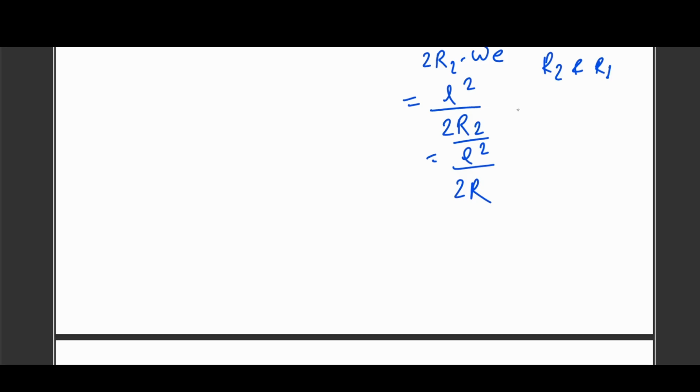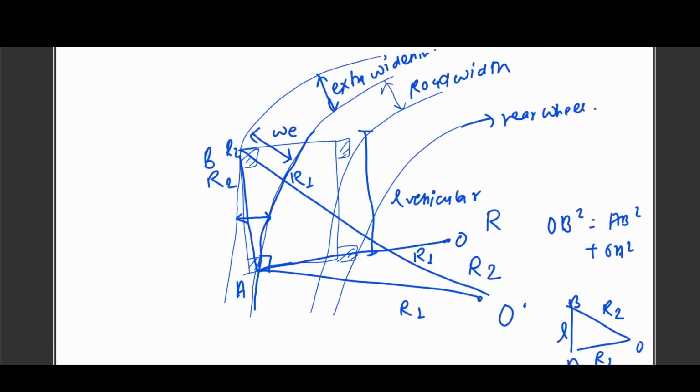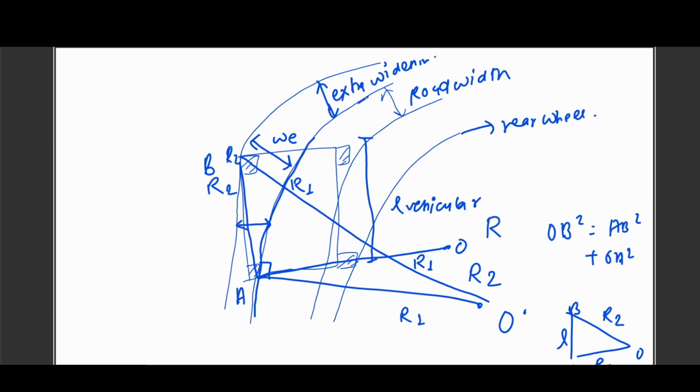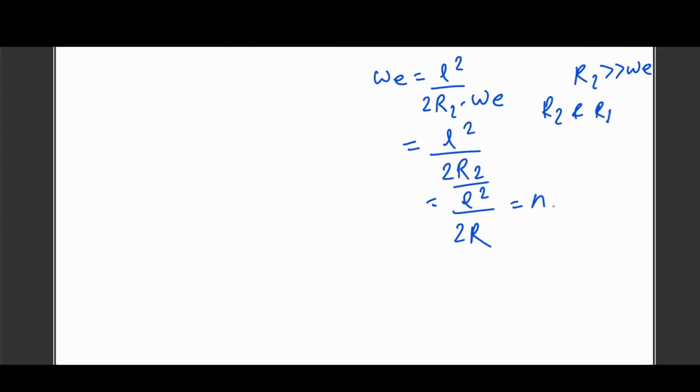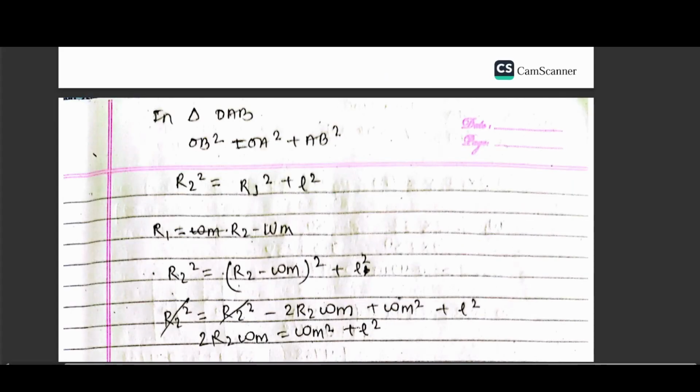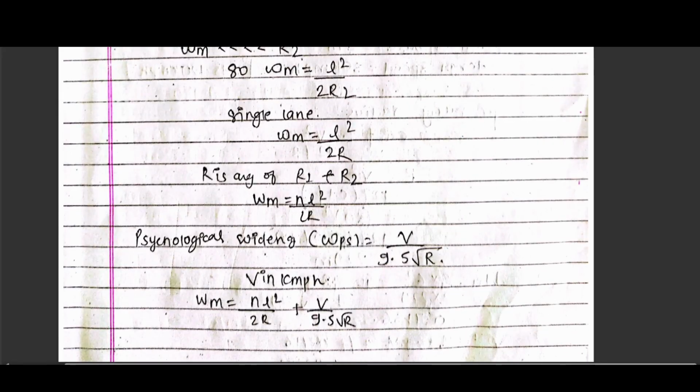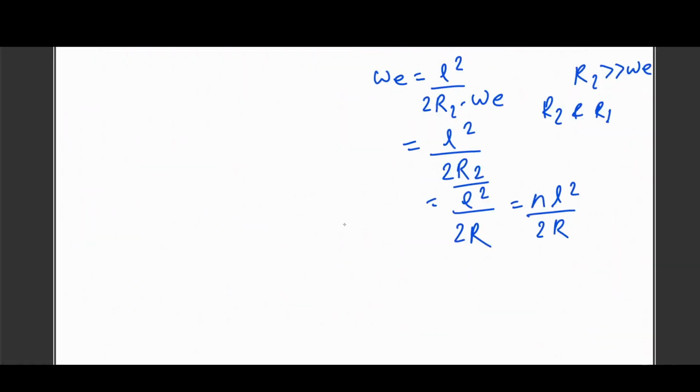Okay, and this is for the single lane, for only one lane, as I have shown in the figure. This is the carriageway and this is the extra widening. So this is only one lane, right? So for multiple lanes, the n value will be introduced. If the number of lanes is 2, then n will be 2. Like that it will be explained. So this is known as the mechanical widening.